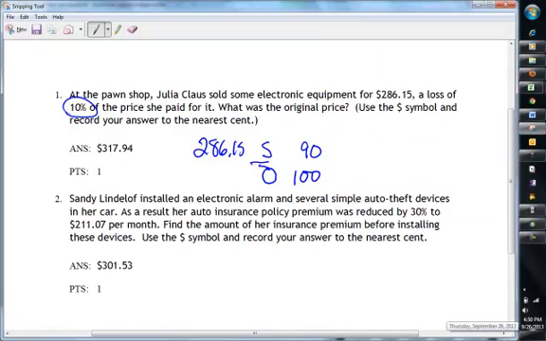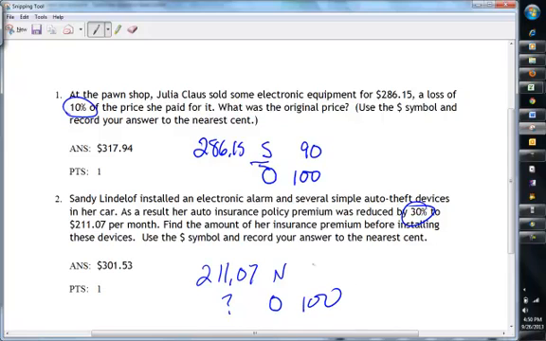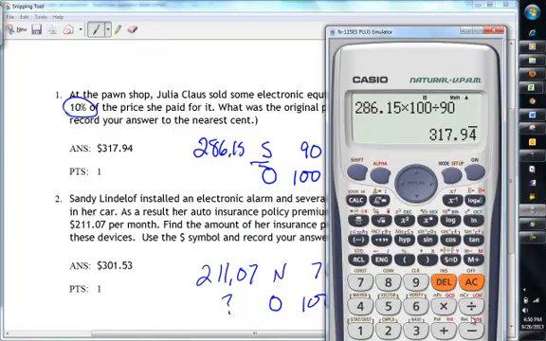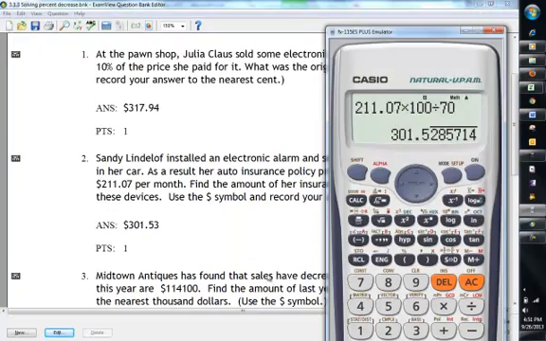Sandy Lindelof installed an electronic alarm and several simple auto theft devices in her car. So her auto premium was reduced 30%. The new price is $211.07. We want to find the old premium. Since it was reduced 30%, she's only paying 70%. 100 minus 30 is 70. So 211.07 times 100 divided by 70 gives us $301.53.